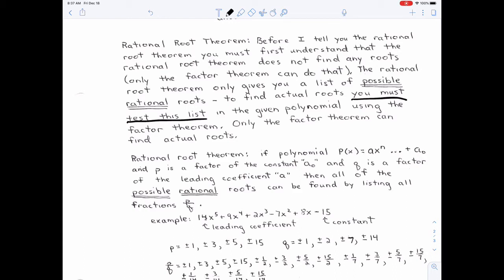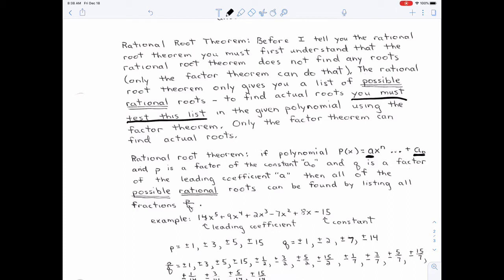Okay, so what's the rational root theorem? All right, if you have a polynomial, you have a leading coefficient and a constant, okay? The constant's the number here on the end. The leading coefficient's the one with the largest degree term. Okay, you can get a list of possible rational roots.